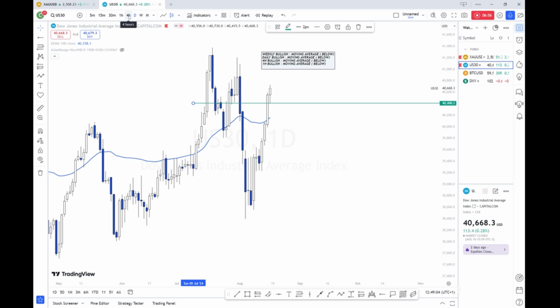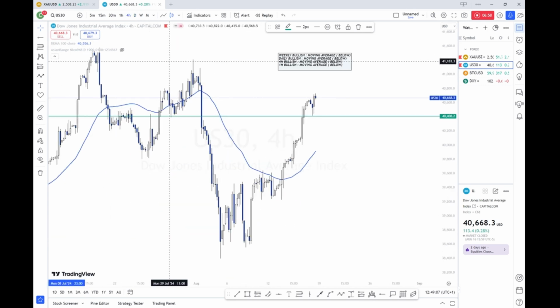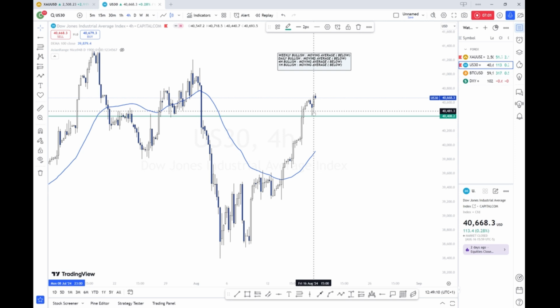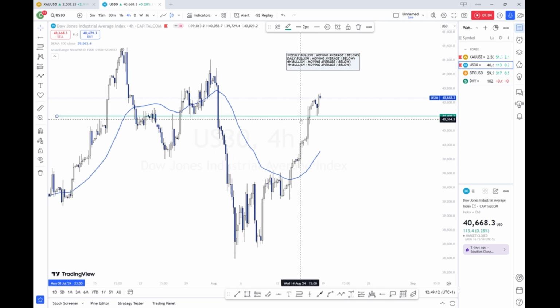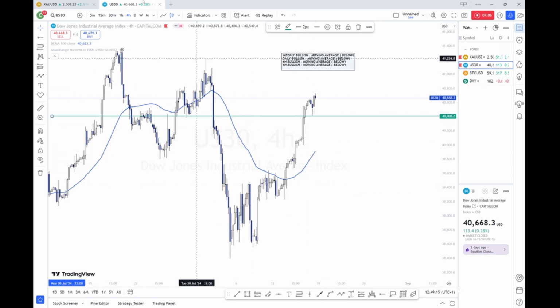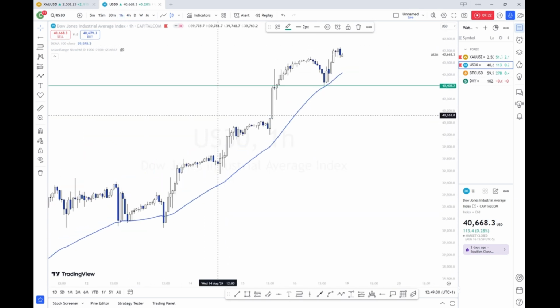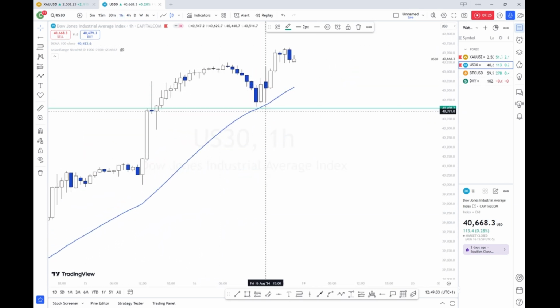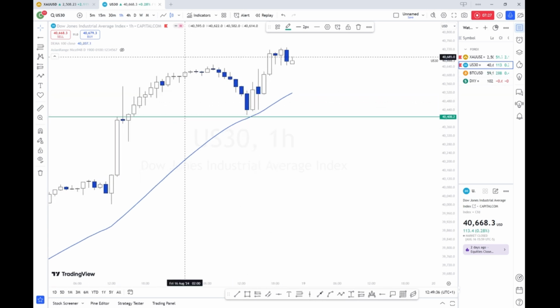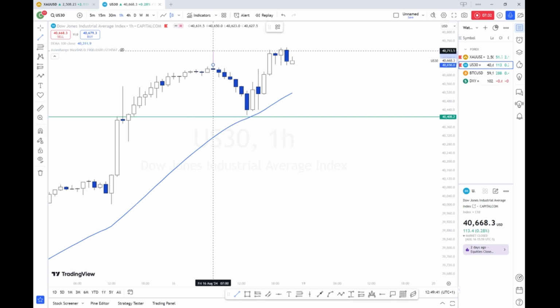So 4 hours is bullish. See how price broke, retested this zone. Yeah, my moving average is below. So of course, I'm going to be looking at a buy around this range, this daily range low and this daily range high. My 1 hour, what is it giving me? My 1 hour is giving me a recent break of structure to the upside, still giving me a bullish pattern.